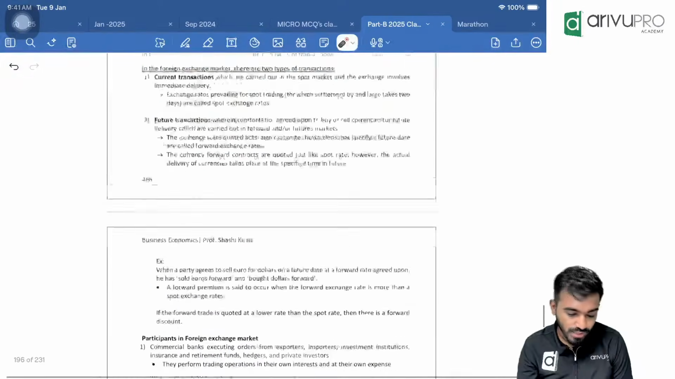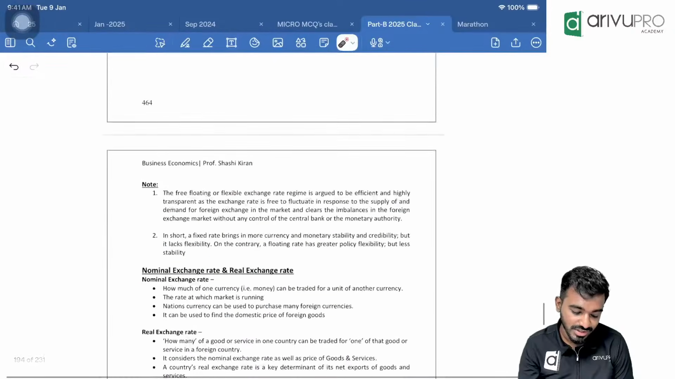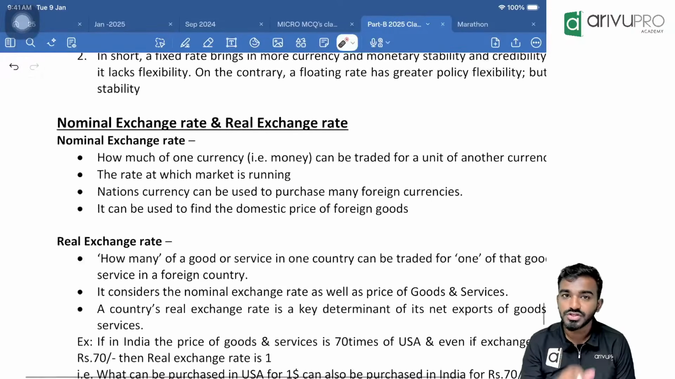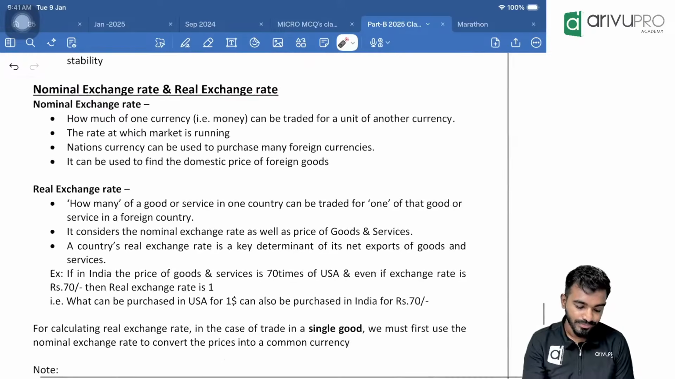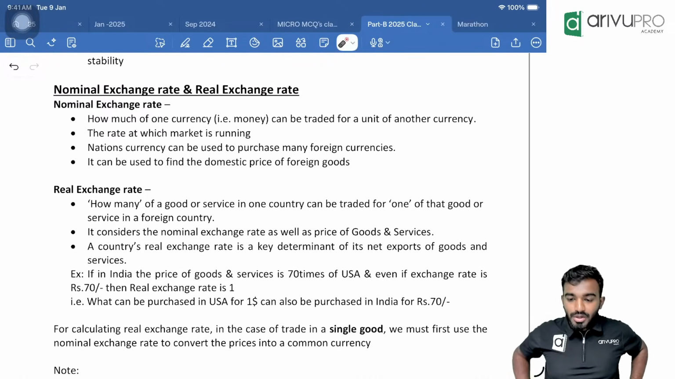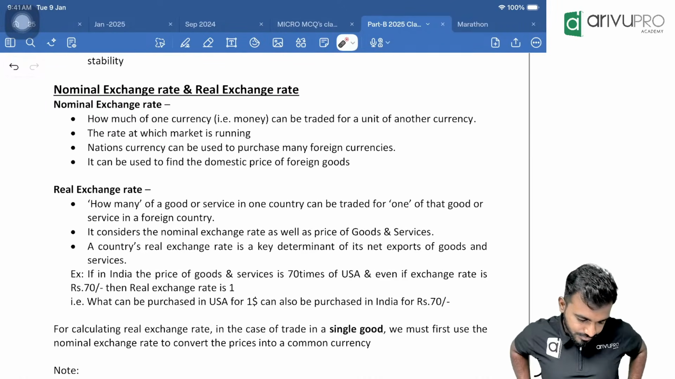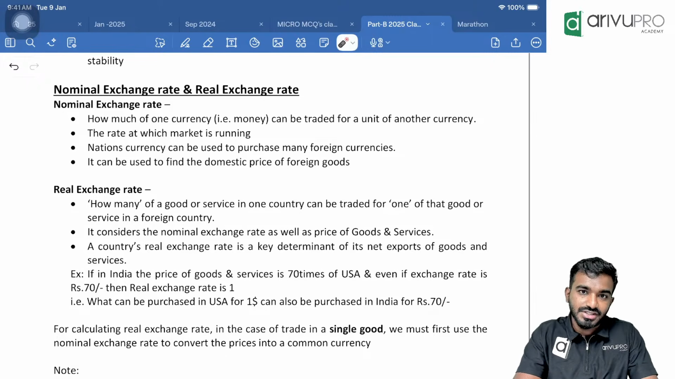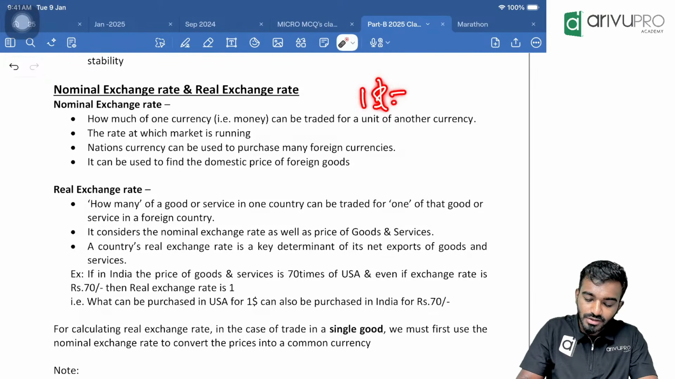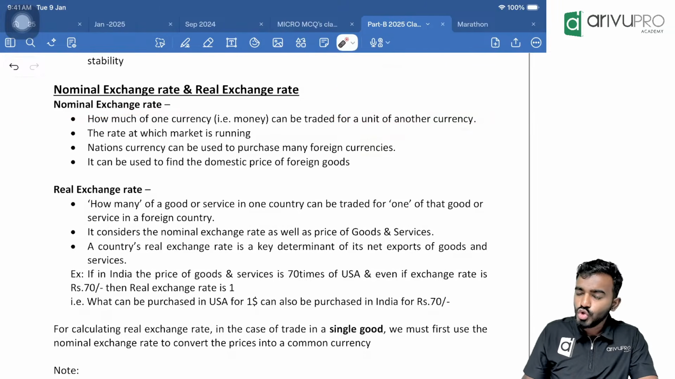Clear? But now numericals come from this area: nominal exchange rate and real exchange rate concept. This you need to remember the most. Nominal means very simple: today's market exchange rate, $1 equals 96 Indian rupees. This is called the nominal rate. No difference at all, no complications at all. But the complication comes when you understand the real exchange rate.